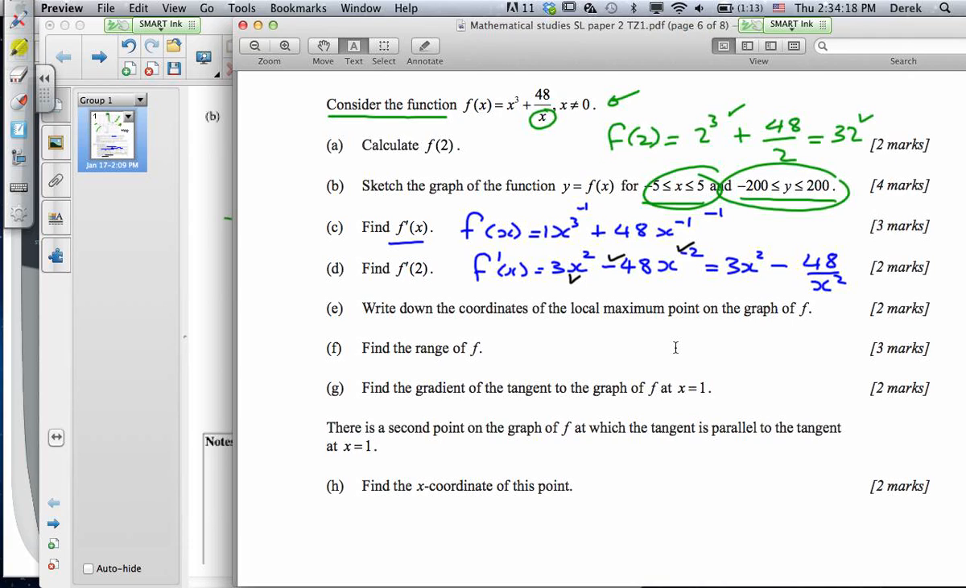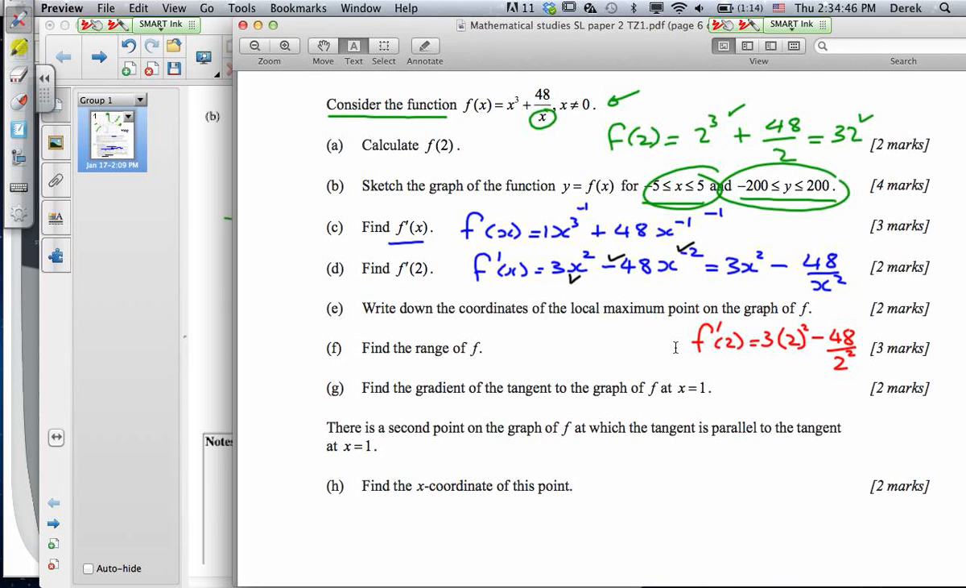Then it says find f prime of 2. Now it's very important in doing these that you show some working. So you've got f prime of 2. You need to do the step, you need to write this in. You can't just do it into your calculator. So you're going to get 3, use your brackets, 2 squared minus 48 over 2 squared.